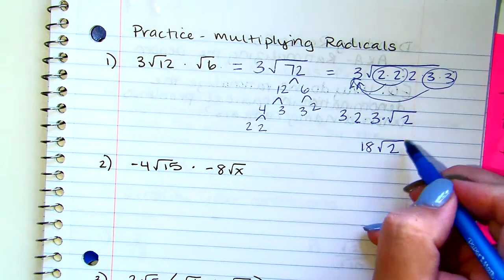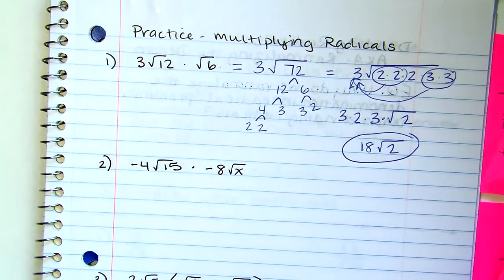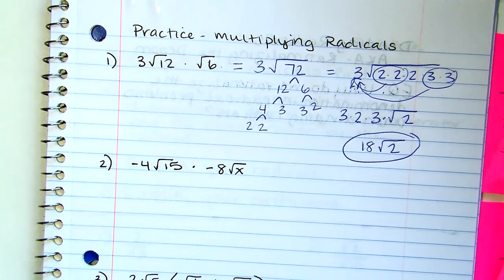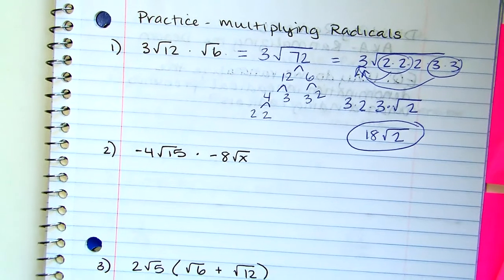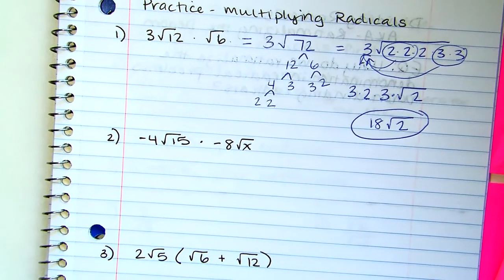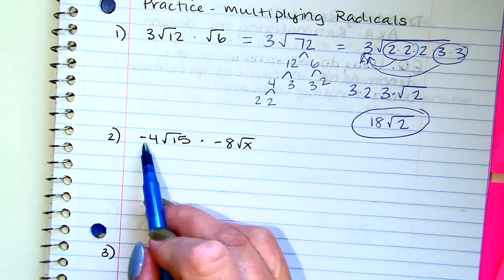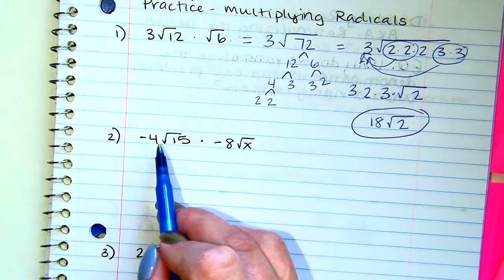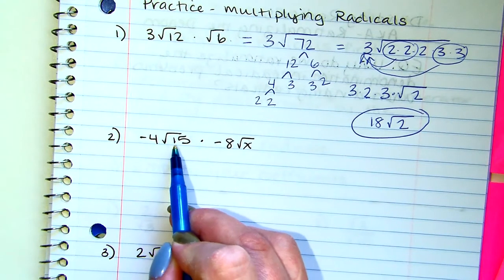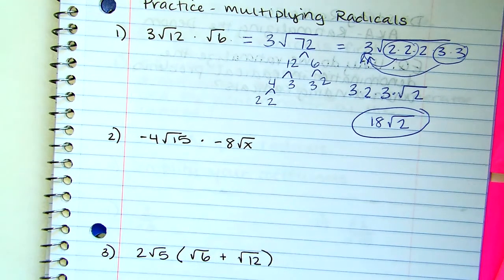So my final answer is going to be 18 root 2. Next up, we have negative 4 root 15. We can always have a negative as long as the negative is on the outside of our radical. We're not at the point yet in this where we're having any negatives inside of our radical. We don't like that. It goes into something else and we're not quite there yet.